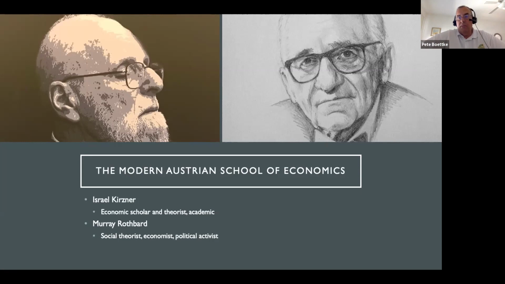Murray Rothbard was different. Rothbard was a social theorist. As a social theorist, he was an economist, but he also was a historian. He was a political ethicist. He wrote things in ethics. And above all and everything, he was a political activist throughout his career.